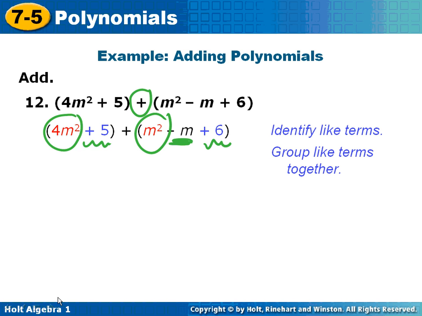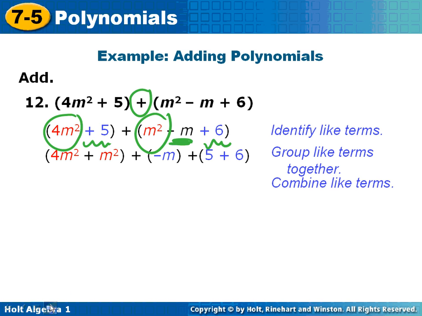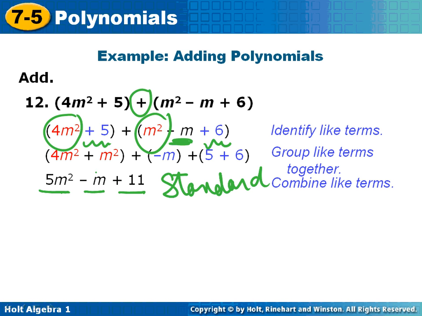Again, I'm going to write this step down, but you do not have to write that particular step down. And then combine terms, put them together, just like I said, 5m squared minus m plus 11. Now notice we're writing all of these in standard form, which means that you're starting with the highest exponent and going down, constants going at the end.